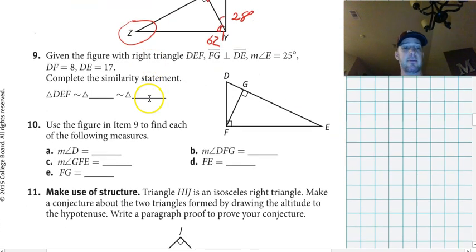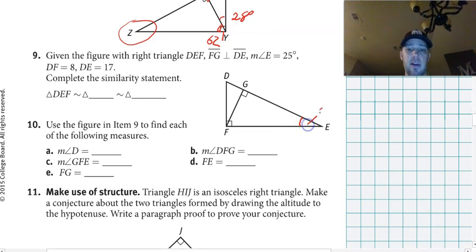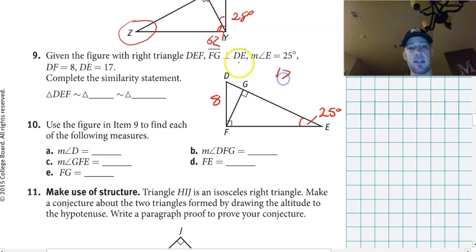On 9. All right, given the figure is a right triangle with an altitude drawn, the measure of angle E is 25 degrees. So E, we have 25 degrees. DF is 8, and DE is 17. So the entire side over here is 17, from D all the way to E. All right, complete the similarity statement.